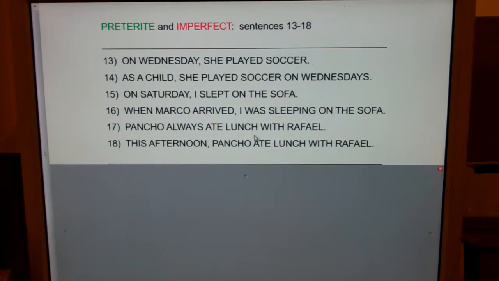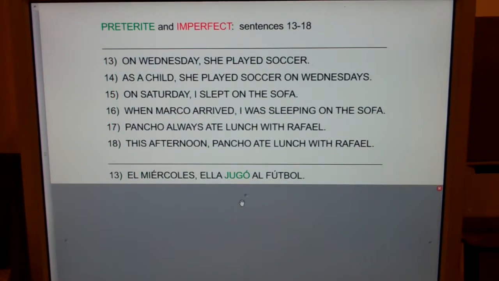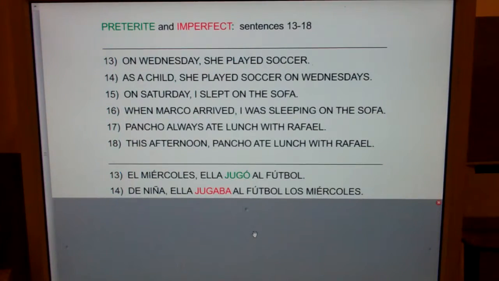Okay, so again, preterite and imperfect are both forms of past tense. Number 13. On Wednesday, she played soccer. El miércoles ella jugó al fútbol. Number 14. As a child, she played soccer on Wednesdays. De niña, ella jugaba al fútbol los miércoles.